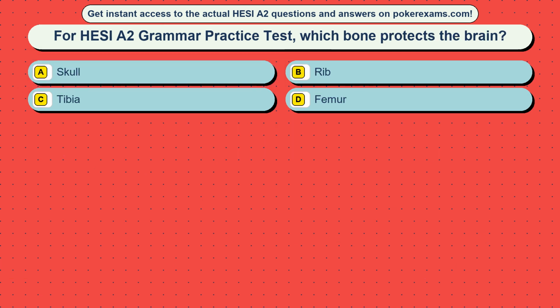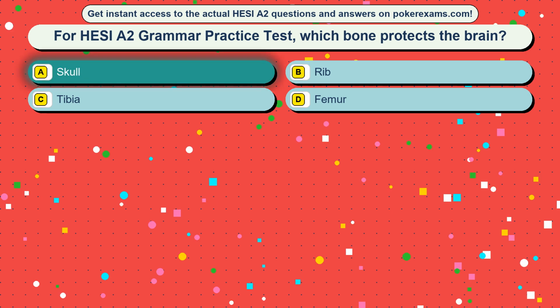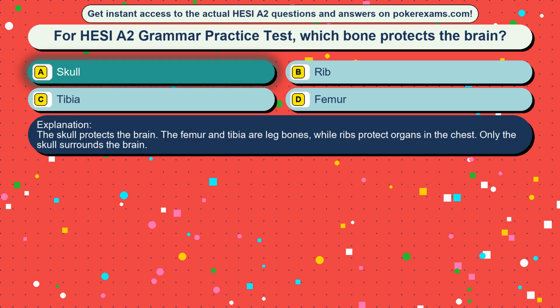Question 2. For HESI A2 Grammar Practice Test, which bone protects the brain? Option A, skull. Option B, rib. Option C, tibia. Option D, femur. The correct answer is Option A, skull. The skull protects the brain. The femur and tibia are leg bones, while ribs protect organs in the chest. Only the skull surrounds the brain.